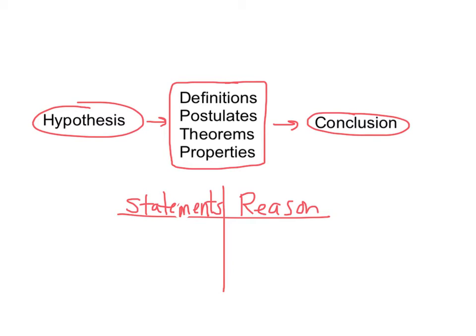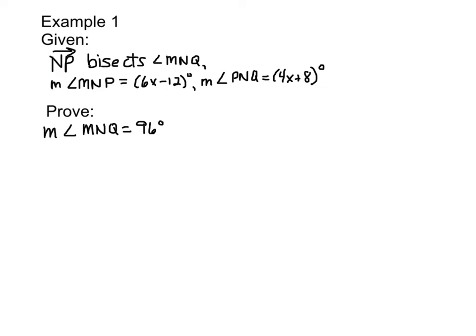You're more than welcome to write this down. But the first one, if you just want to watch, that's fine. All right, so here's an example. You are always going to be given a given and what you need to prove. So in this problem, it says that ray NP bisects angle MNQ. The measure of angle MNP is equal to 6x minus 12, and the measure of angle PNQ is equal to 4x plus 8. Prove that the measure of angle MNQ is 96 degrees.